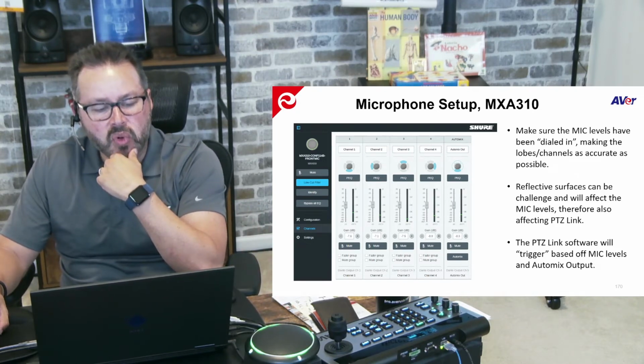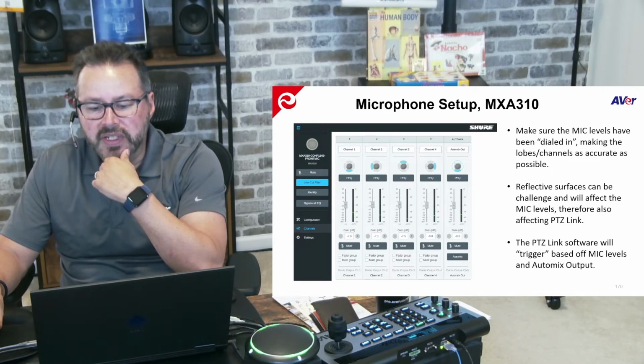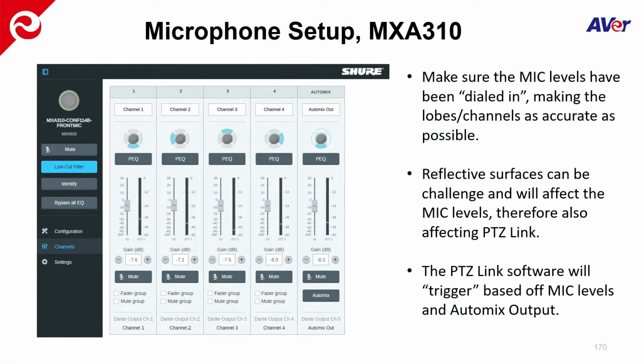The reason this is important is that what you don't want is multiple channels firing. Channel 2 should not be active as I'm speaking here. So just make sure you dial that in. Whether it's the MXA 310, 910, or 710, it's important to make sure those channels are not firing off. Obviously, depending on your room, reflective surfaces can be a challenge.